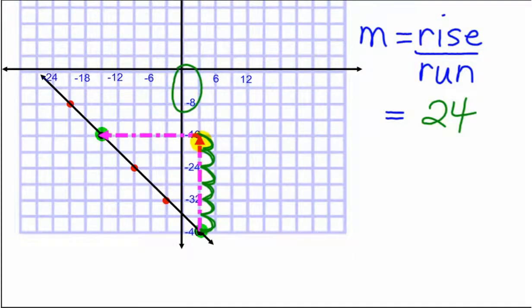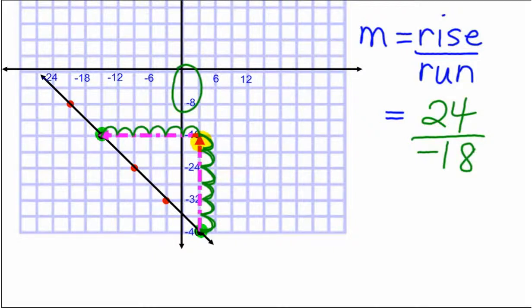Remember that little arrowhead right there? That tells me that I had to go up to count. So positive 24. Now it's time to figure out the run. Now looking at the scale, I notice that in the horizontal direction every square counts for 3. So here I go. 3, 6, 9, 12, 15, 18. Now because I had to go to the left, that's a negative direction. My run is negative 18.